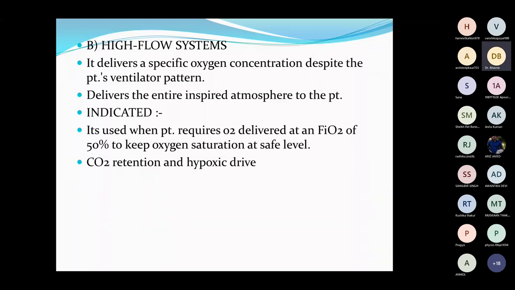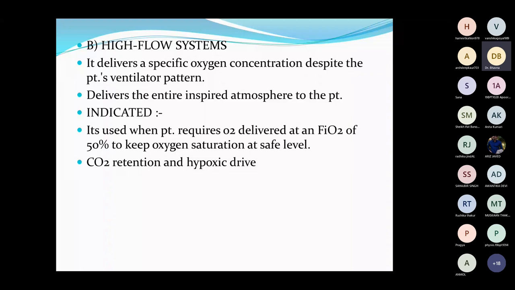It delivers the entire inspired atmosphere pressure to the patient, right? It is indicated when the patient requires oxygen delivered at an FiO2 of 50% to keep the saturation level safe. That means the patient is not able to take half of the breath to complete the cycle, inspiration and expiration both. So there are indications where the patient requires a high flow mask or high flow oxygen system, where the CO2 retention is there and hypoxic drive is there.